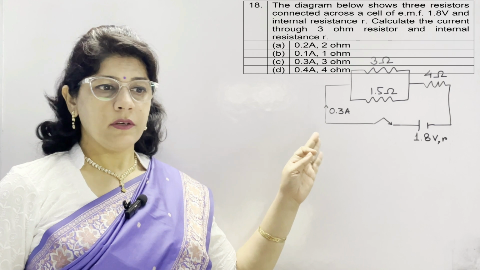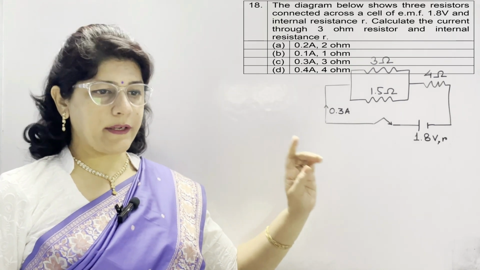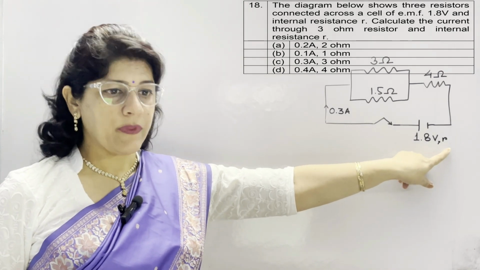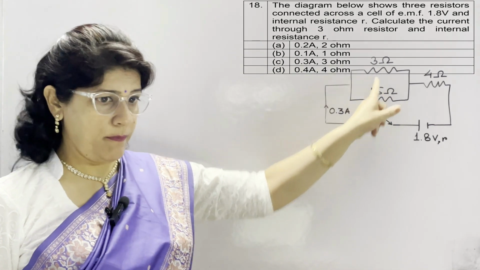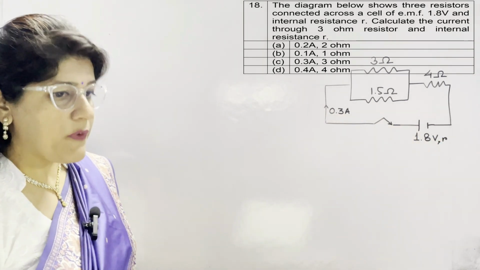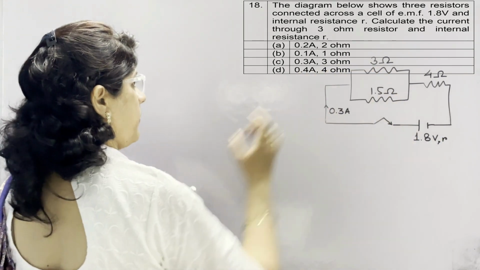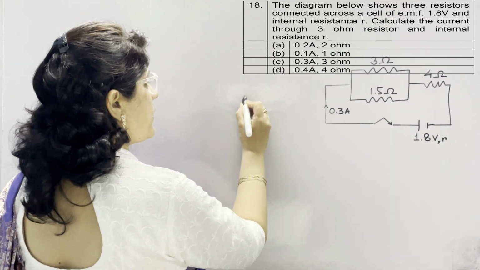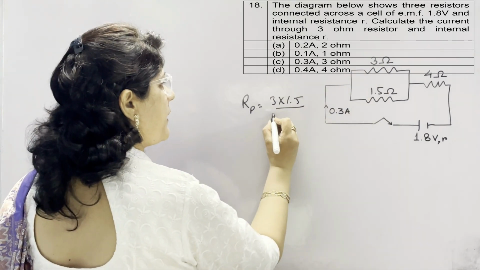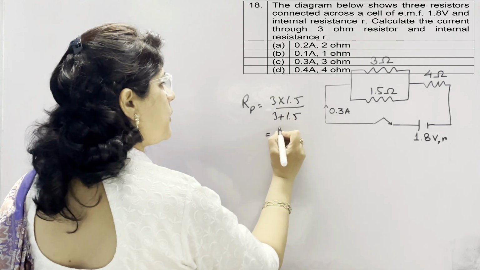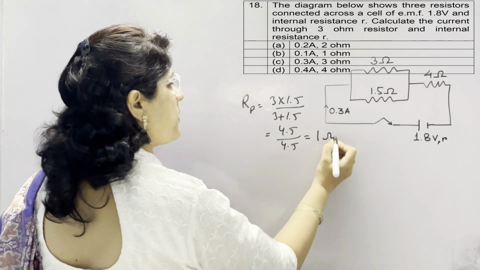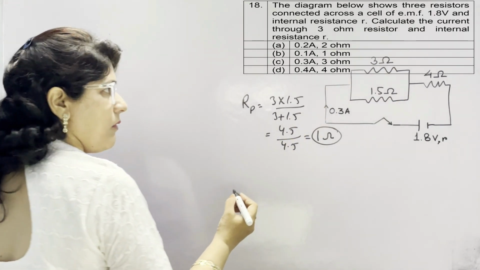In question number 18, diagram below shows 3 resistors connected across a cell of EMF 1.8 volt and internal resistance small r. Calculate the current through 3 ohm resistor parallel combination and internal resistance r की value भी बतानी है. Now first we need to calculate the parallel combination resistance. So Rp is equal to 3 into 1.5, these two are in parallel, divided by 3 plus 1.5. 3 into 1.5 means 4.5 and denominator also 4.5. So 1 ohm is the parallel combination resistor, 1 ohm.